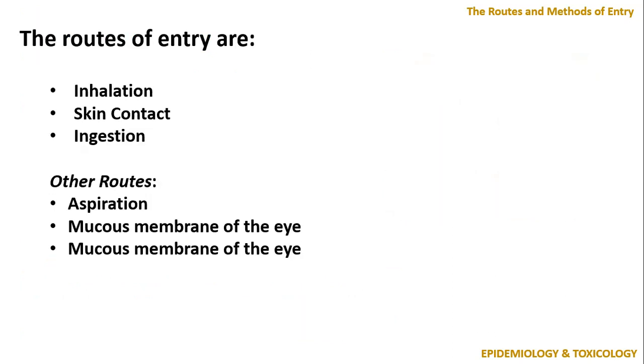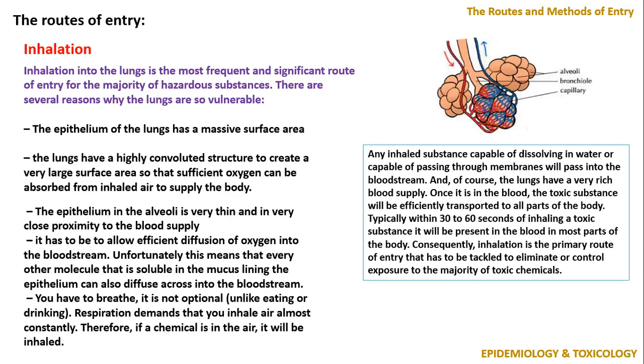So now, what are the routes of entry? The routes of entry can be through inhalation, then skin contact, or ingestion. The other routes could be aspiration, then mucous membrane of the eye. So now we are going to discuss inhalation. Inhalation into the lungs is the most frequent and significant route of entry for the majority of the hazardous substance. There are several reasons why the lungs are so vulnerable.